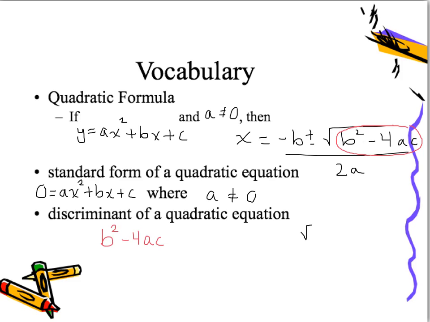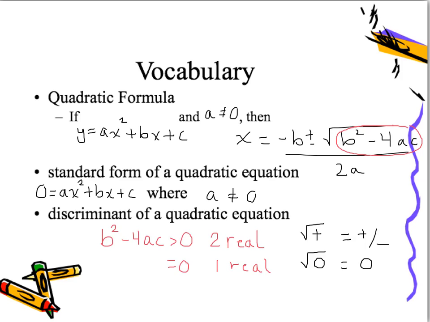When you square root a positive number, you can get two answers, both a positive and a negative answer. So when b squared minus 4ac is positive, we would say that there are two real answers, two places where that parabola intersects the x-axis. On the other hand, when you take the square root of the number 0, 0 only has one square root, and that's 0. So when the discriminant is equal to 0, there's one real solution.